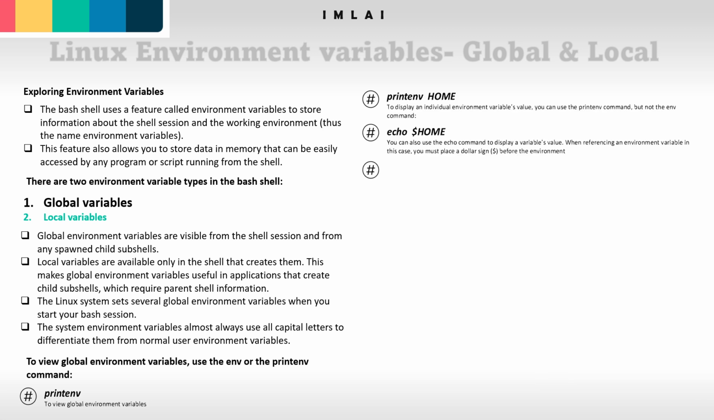You can also use the echo command to display a variable's value, which we have done. Using the dollar sign along with the variable name does more than just display its current definition when used with the echo command. The dollar sign before a variable name allows the variable to be passed as a command parameter. So that's all about global environment variables.